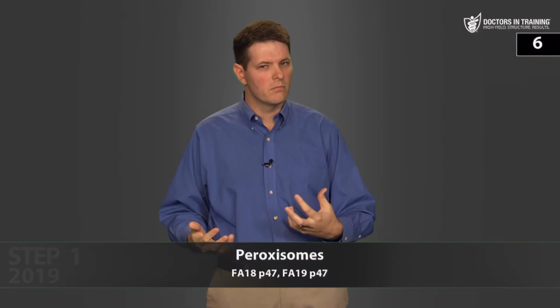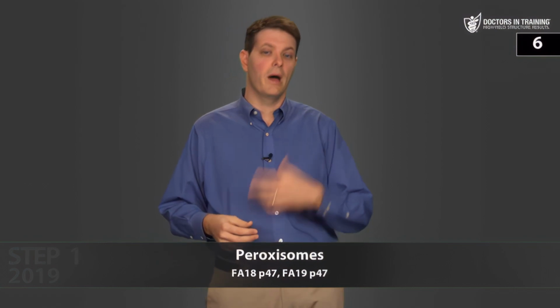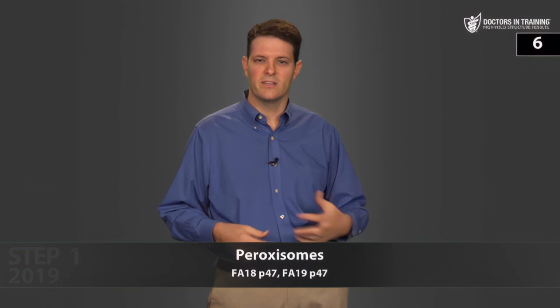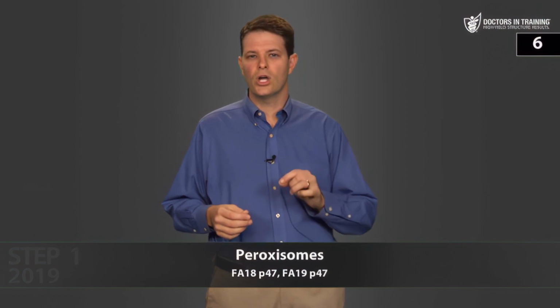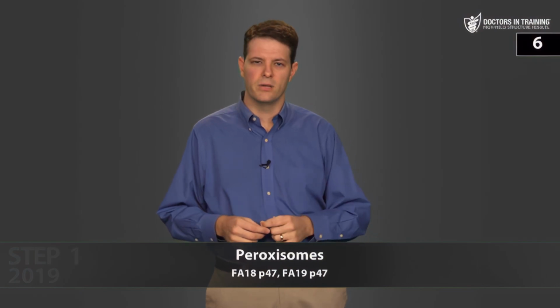Peroxisomes are involved in a lot of different metabolic processes, and I want to highlight 3 of those processes for you. First is the breakdown of very long-chain fatty acids through beta oxidation. Now, all the fats that you ingest are not the same. They're saturated fatty acids, monounsaturated fatty acids, polyunsaturated fatty acids, long-chain fatty acids, short-chain fatty acids, and so on. So the very long-chain fatty acids are broken down in the peroxisome by way of beta oxidation.